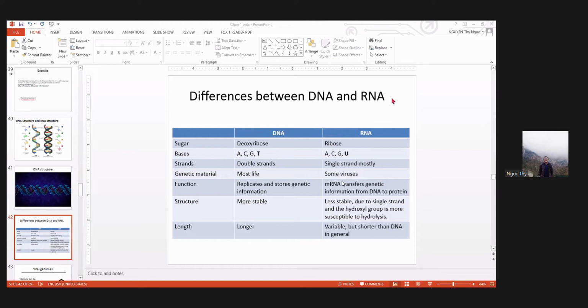And if a mutation happens in this region, it could be critical for the carrier. But otherwise, it would be fine. We will discuss more on this in chapter 4, DNA mutation.